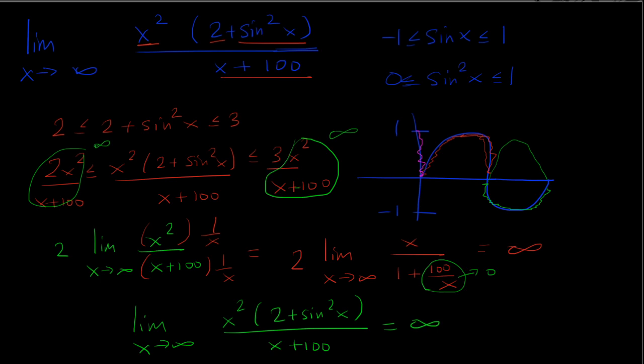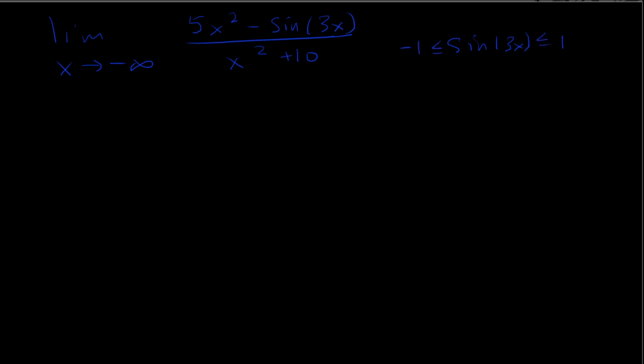Okay, let's look at another one. I want the limit as x approaches negative infinity of 5x squared minus sine 3x over x squared plus 10. I'm going to focus first on sine. So sine 3x we know is between negative 1 and 1. That's the first thing. The next is the negative.